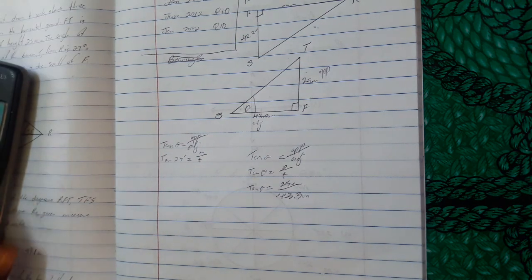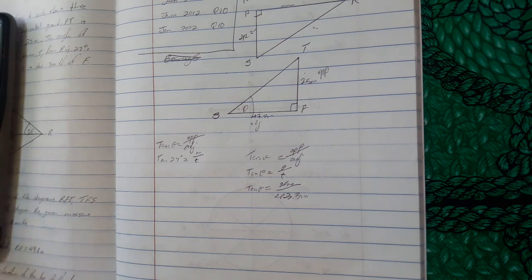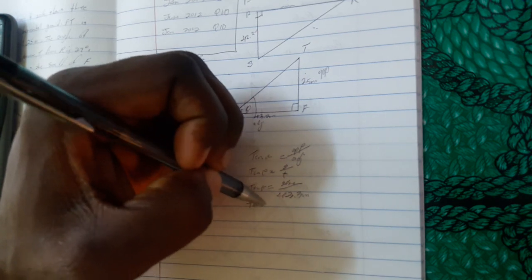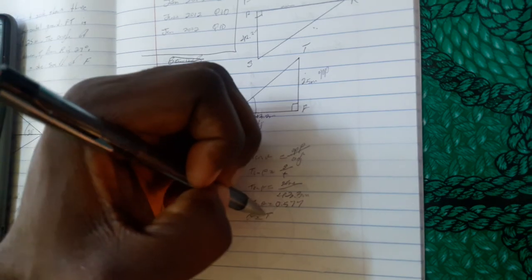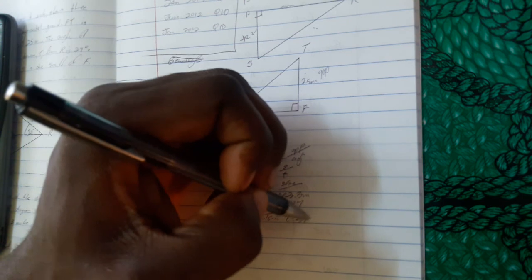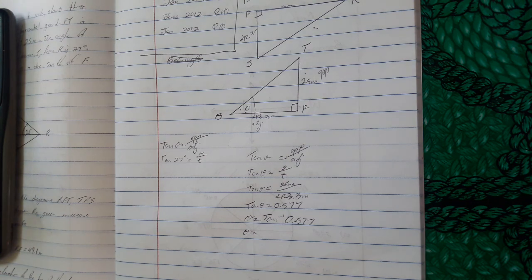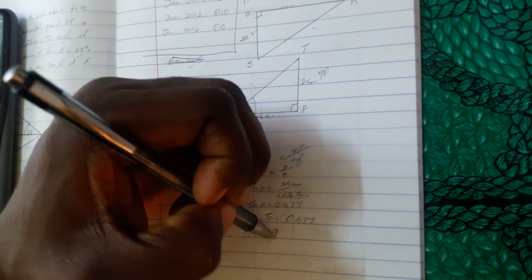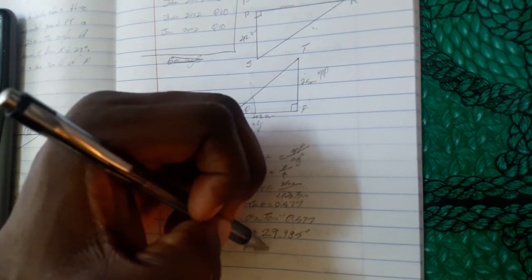When you divide 25 by 43.3, we get 0.577. So tan theta is equal to 0.577. So theta is equal to tan inverse 0.577. I think that we did this earlier, it should be 40 degrees, I'm not sure. So shift tan 0.577 is 29.985 degrees, which is 30 degrees.